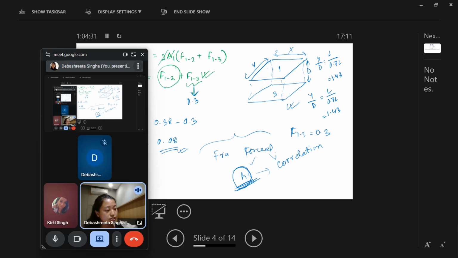Different researchers have given different correlations based on different conditions, so you should know which correlation to use in which condition. For forced convection it is something, for free it is something, for the laminar region it is something, for the turbulent region it is something else, and it is a mixture of all. So you mainly have to know the very important conditions at which you will use these relations.